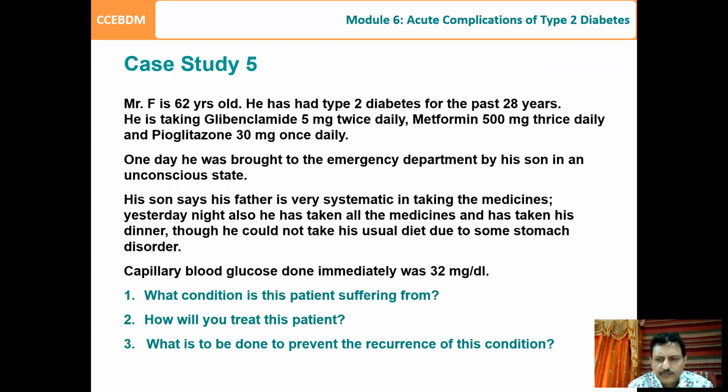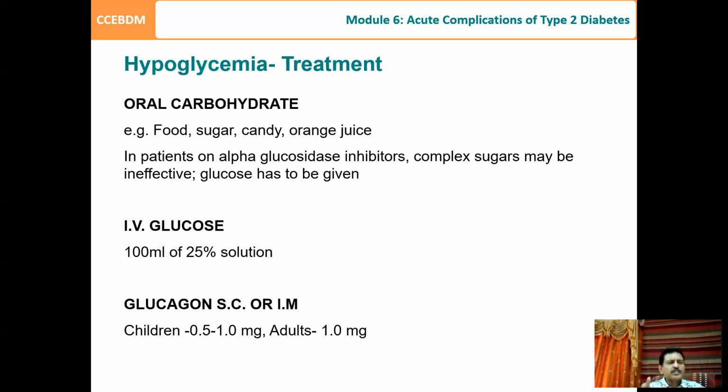Now how do we treat? It depends on whether the patient is conscious or unconscious. If the patient is conscious and can take orally, then oral carbohydrate is the best way to treat the hypoglycemia. Usually we require to give roughly around 15 to 30 grams of glucose. The best is to give a glucose drink because it is easily dissolved in water, and I always prefer to give the glucose. If the glucose is not available, then you can give some other agents, for example sugar.